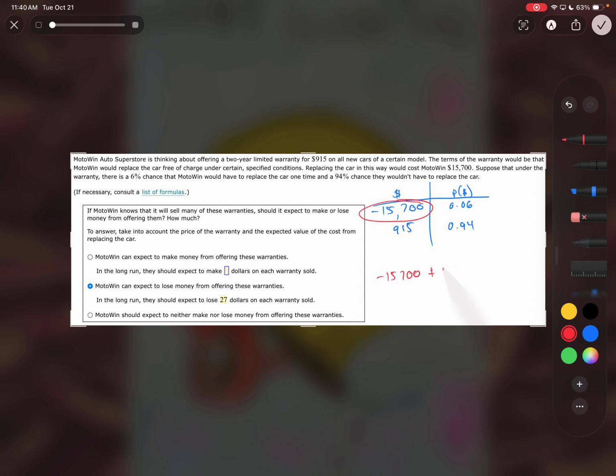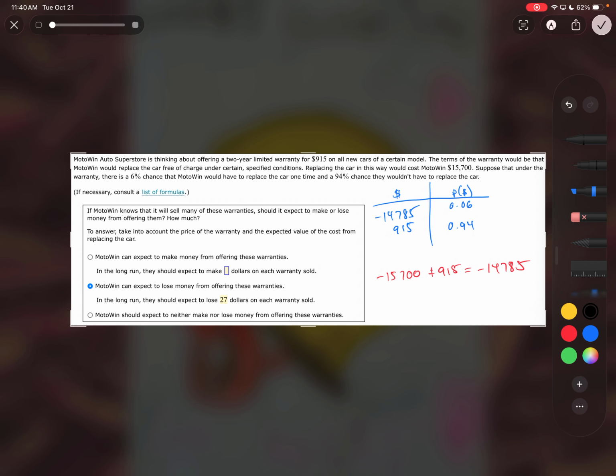But they did pay for the warranty, didn't they? They paid for the warranty, so $915 minus the $15,700 is actually negative $14,785. So I'm going to change this number because we wouldn't lose that much. We would lose negative $14,785. All right. So to find our answer here of how much money we were going to lose or gain on the long run, okay?